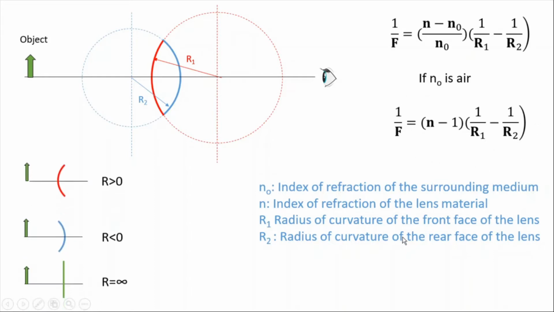Then what is the sign for R1 and R2? When the surface is convex toward the object, R will be positive. When the surface is concave toward the object, R will be negative. When the surface is a plane surface, it is smooth, in this case R will be equal to infinity. For example, this is the front surface of the lens and it is convex toward the object, so it will be positive. And the rear surface of the lens is concave toward the object, so in this case it is going to be negative.